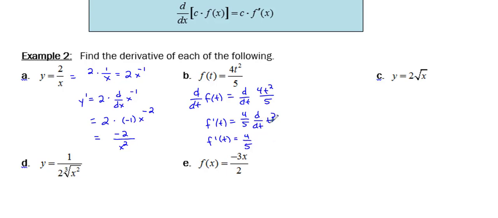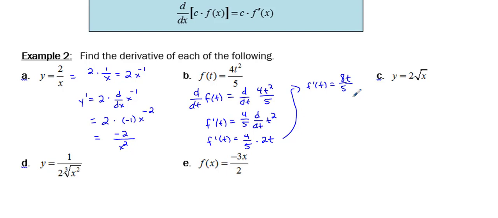4/5 times the derivative of t squared is, and the arrow up means f prime of t. What is that, 8/5 then? If you want to put the t up top, that's fine. 8/5 t, or 8t over 5, either way.